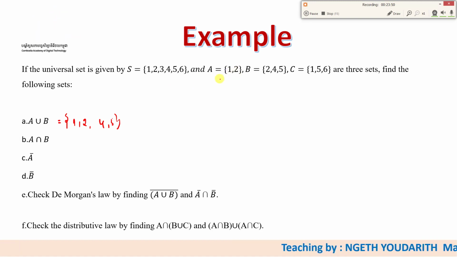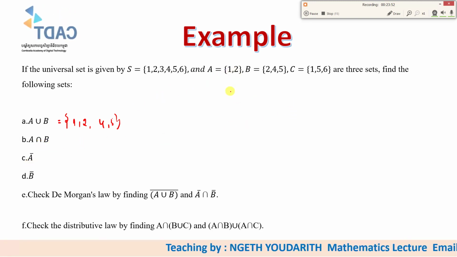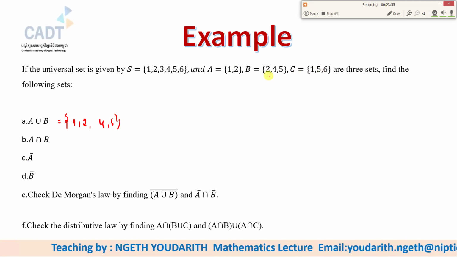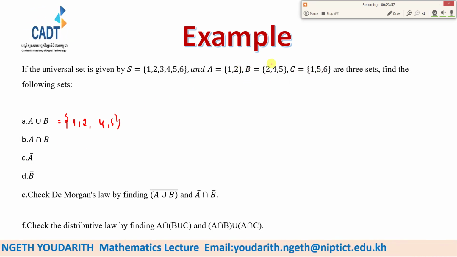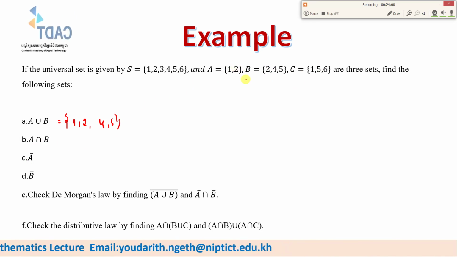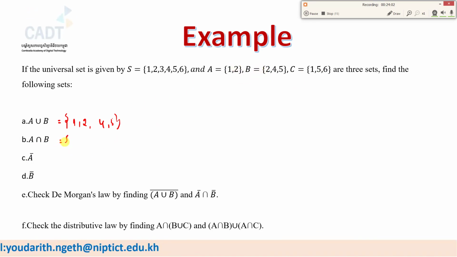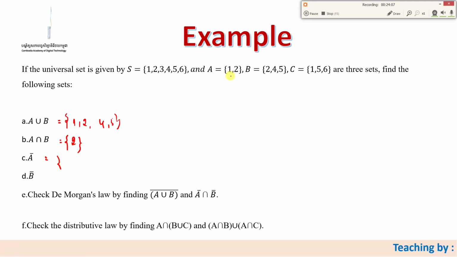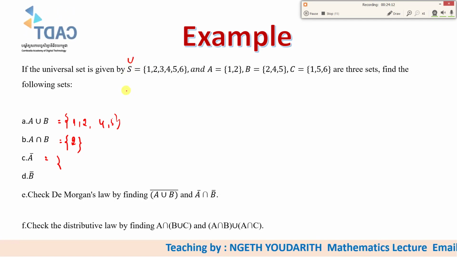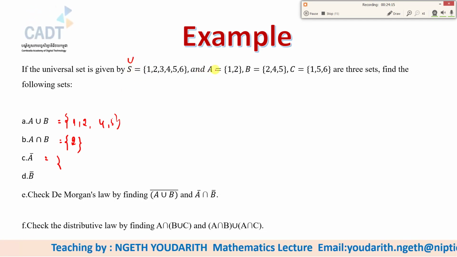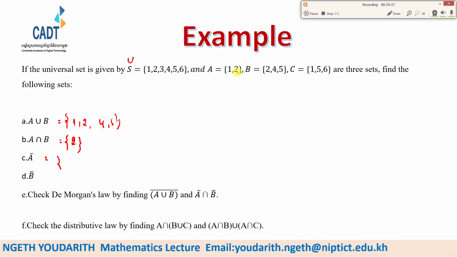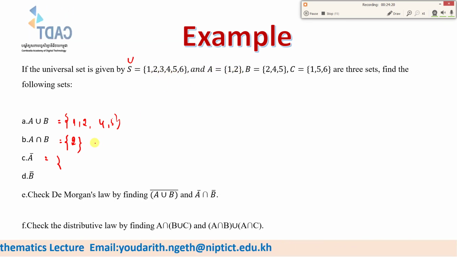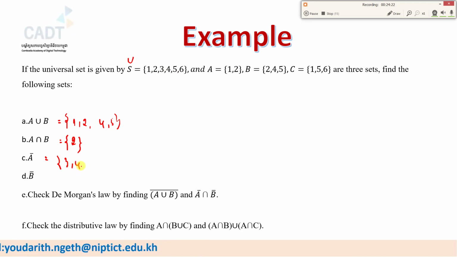And about A intersection B, we take the elements in both A and B, so it is only number 2. So this is equal to 2. And about the complement of A, the complement belongs to S or U, which we can call U or S, the same as the universal set. So A is 1, 2. Besides 1, 2 is 3, 4, 5, and 6. So this is 3, 4, 5, and 6.